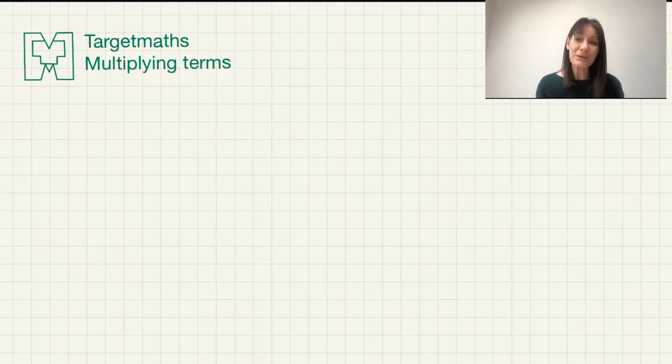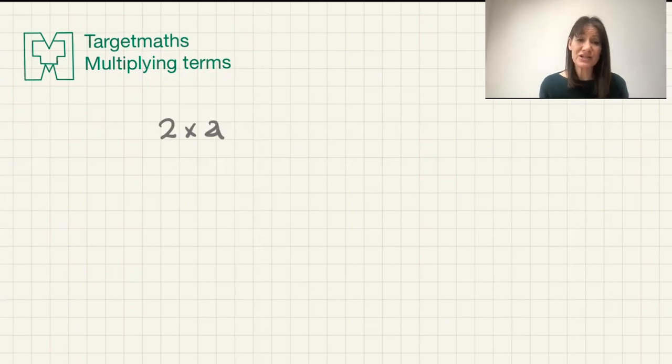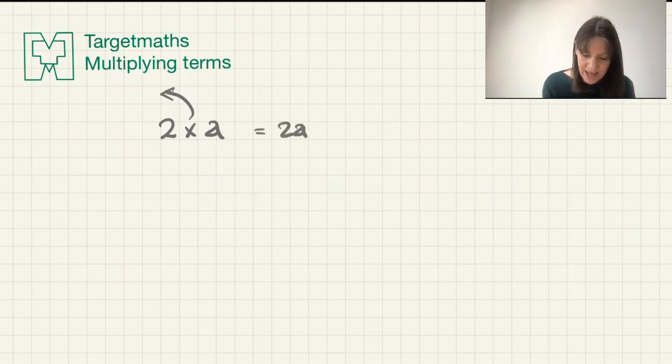So we're looking at multiplying terms. Multiplying terms is when we see a times sign basically in a question. So if I have 2 times A, what they're really asking me to do is to get rid of that times sign. It's not something that we show in algebra. So that has to go. And when I take that out, the 2 and the A literally just get squashed together. And it equals 2A. So that's my simplifying of that question.